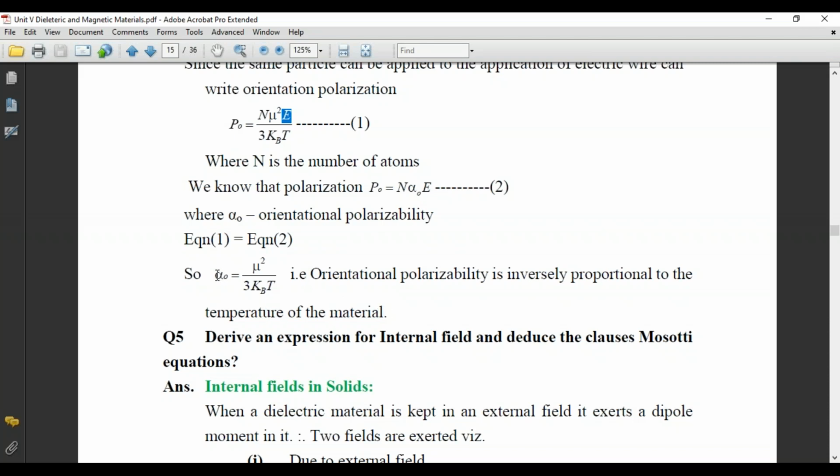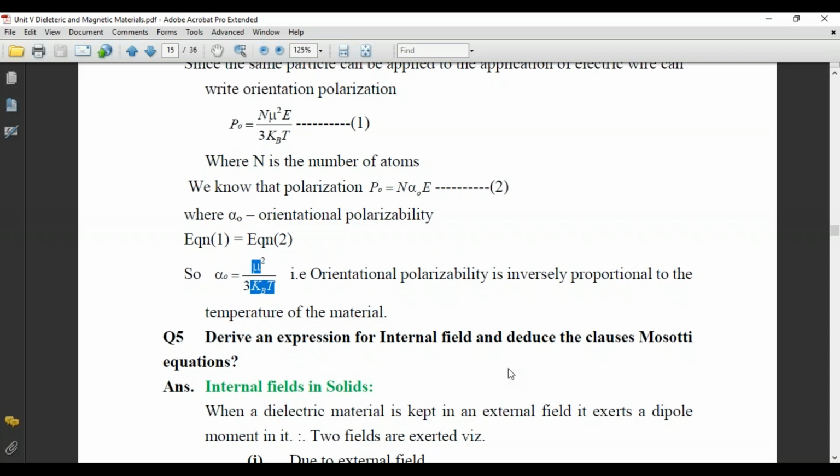That's why ionic orientation polarization always depends on the temperature of the material. That is inversely proportional. So that is how you get the expressions for the electronic and orientation polarization.